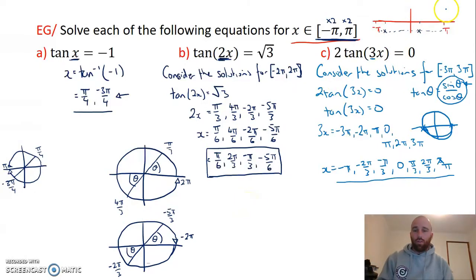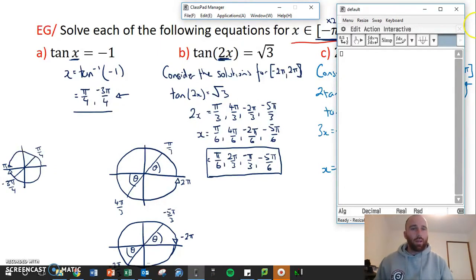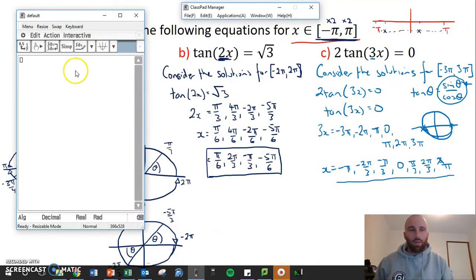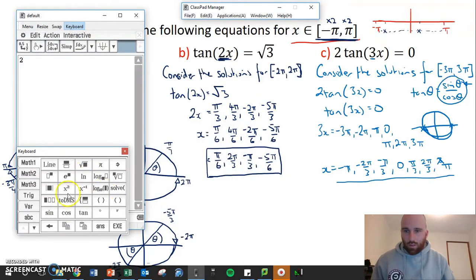If we were to draw this function, just to make sure that we were doing this correctly, what I could do is go to my calculator. There we go, so I bring my calculator up. If we were to enter this function, I'll bring my keyboard up. So 2 tan of 3x, close bracket equals 0.